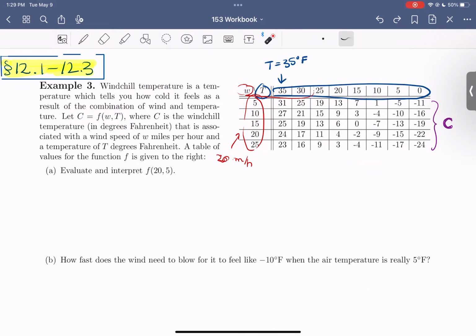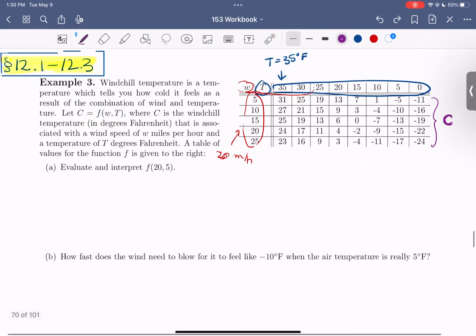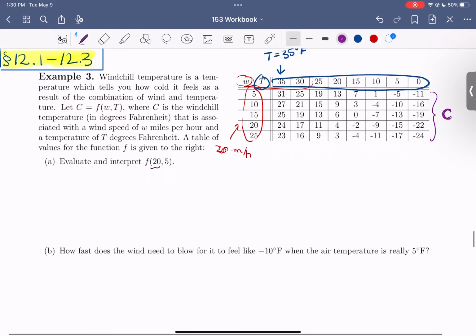In part A, we're asked to evaluate and interpret f of 20, 5. Let's unpack that a little bit. Here, 20 is the W, so W equals 20 miles per hour. And 5 represents the temperature, so big T is 5 degrees Fahrenheit. Then how would we evaluate f of 20, 5? Well, we can look at the table.